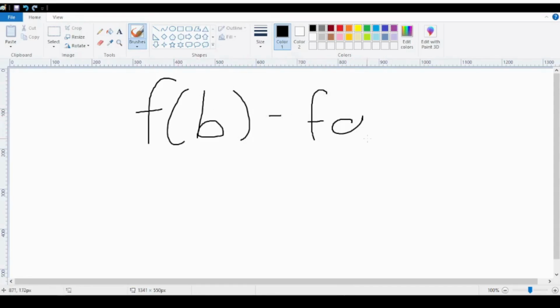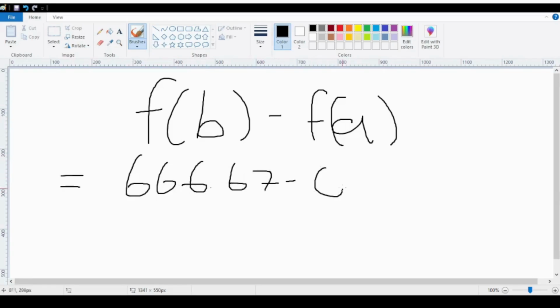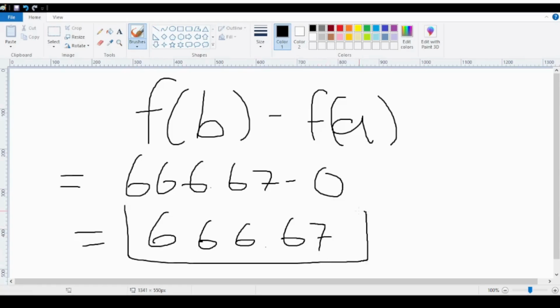Where the distance is 0, we do the same thing, cube 0, which is 0. Divide 0 by 3, which is still 0. Add 100 times 0, which again gives us 0. So the starting value is 0 and the total volume is just the difference between these two values. When we subtract 0 from 667, we're left with 666.67 cubic meters of space inside this mountain.